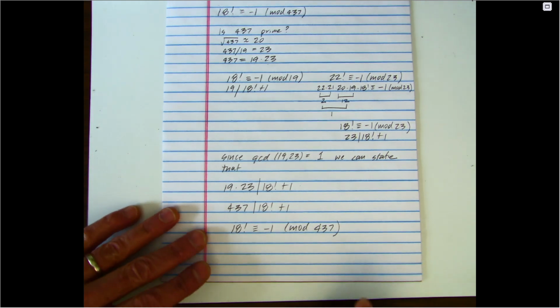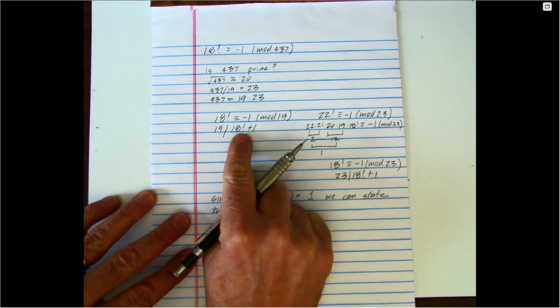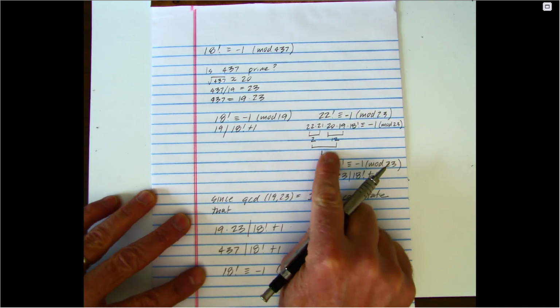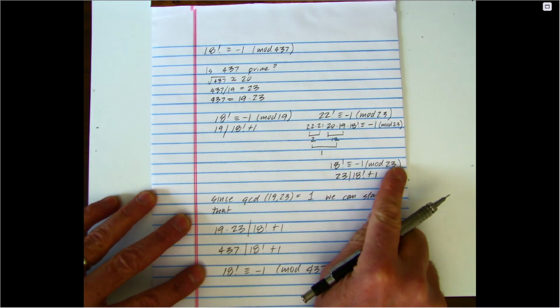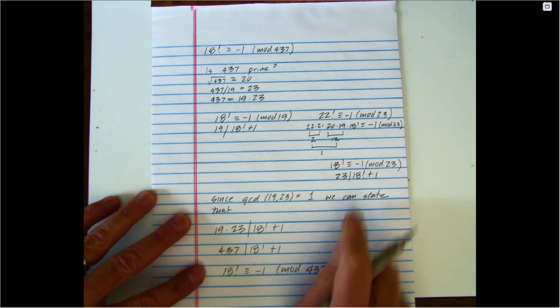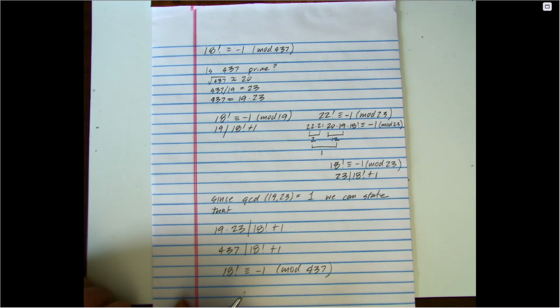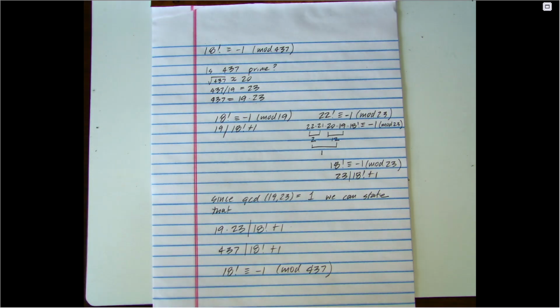Well, I hope that makes sense. So we took advantage of Wilson's theorem here and here. We had to do a little work on the second one to get to a similar statement for 23 as for 19, and then the fact that these are relatively prime allows us to multiply the result. So if 23 divides this and 19 divides this and they share no common factors, then this number must be a multiple of both 23 and 19. Okay, hope that makes sense.